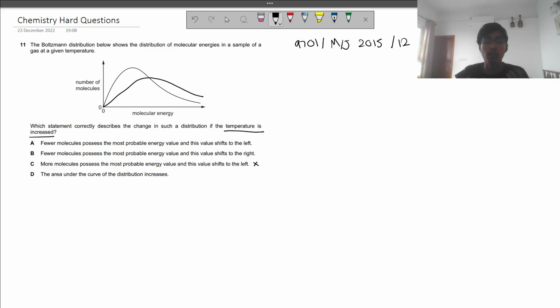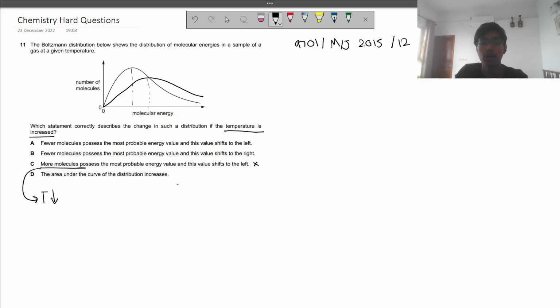This would mean more particles have the most probable energy, and we know the most probable energy is just the peak. So over here, this is the original peak, and around here, let's just say, is the new peak. We can see that there are fewer molecules with the most probable energy. This would occur when the temperature has decreased.